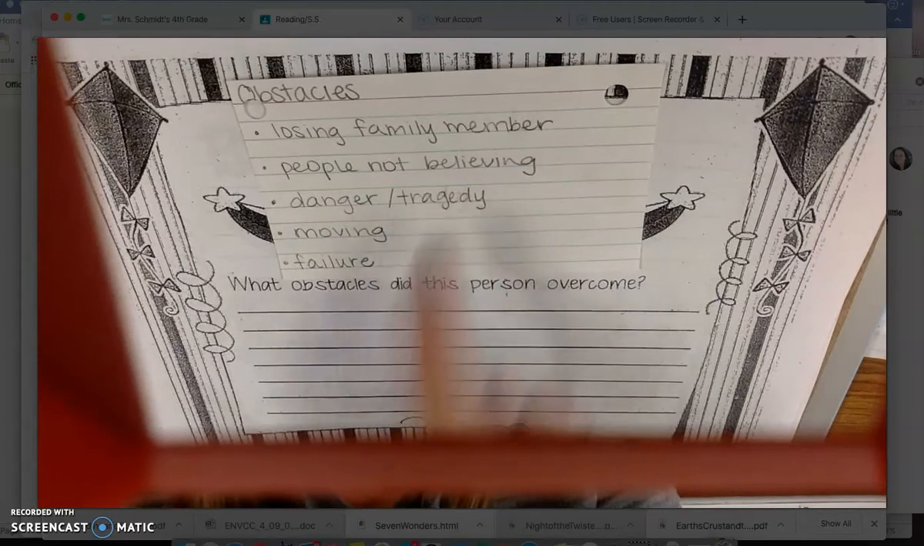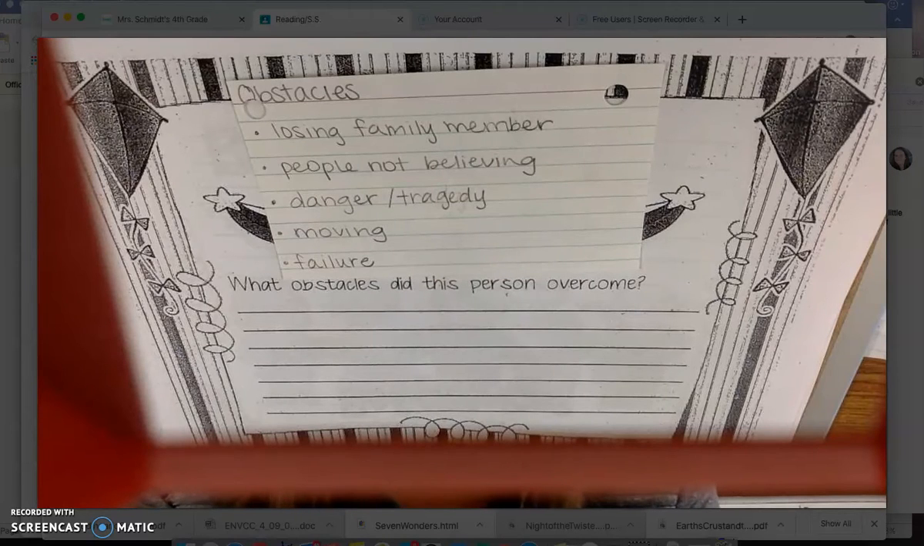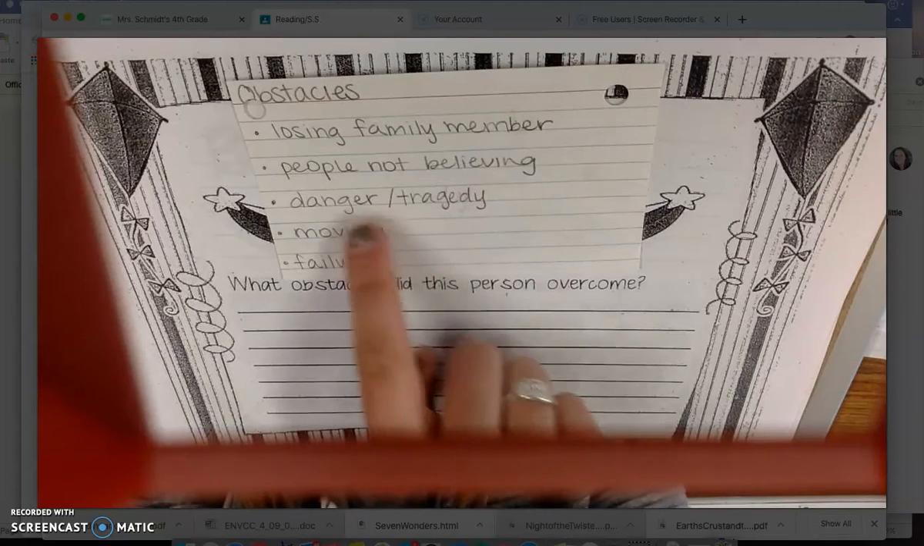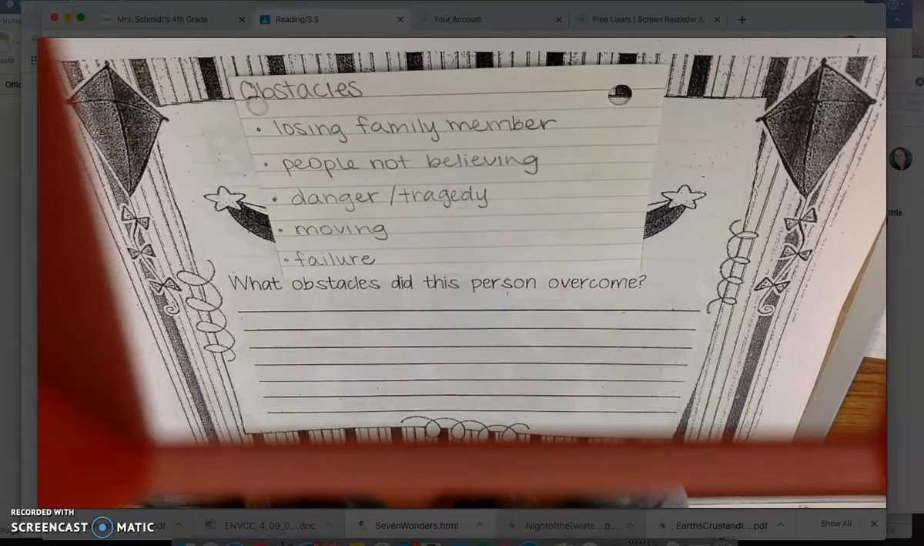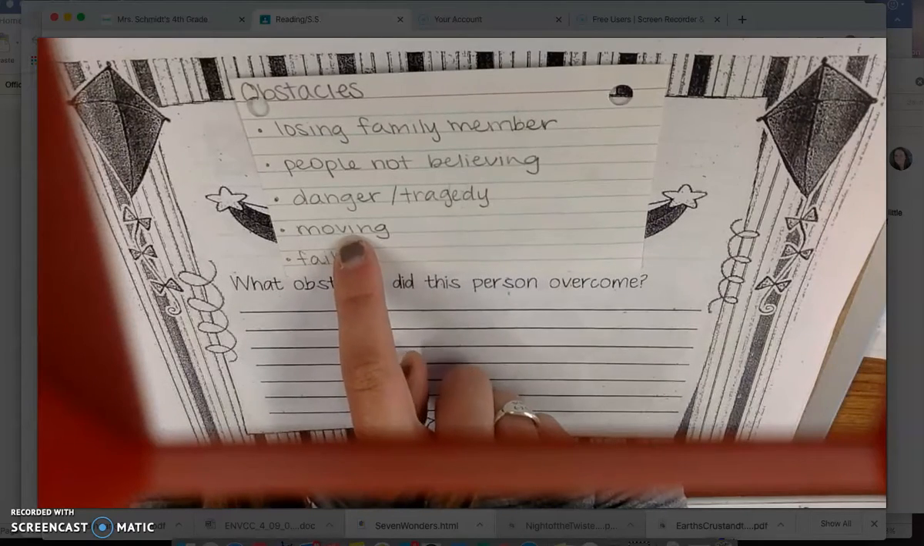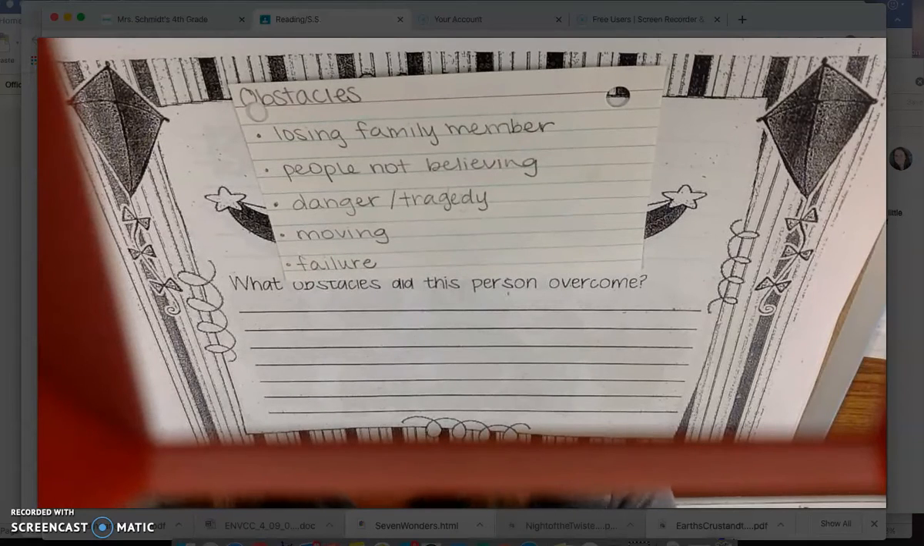People not believing. So for my inventors and people who created things, people maybe didn't believe in you, or my people of color, okay? There was discrimination and people didn't believe that African Americans were able to do what we were able to do, okay? Danger or tragedy, okay? Tragedy can kind of be the loss of a family member. It can be something that really changes some things, okay? Maybe they moved. Maybe they just experienced failure.